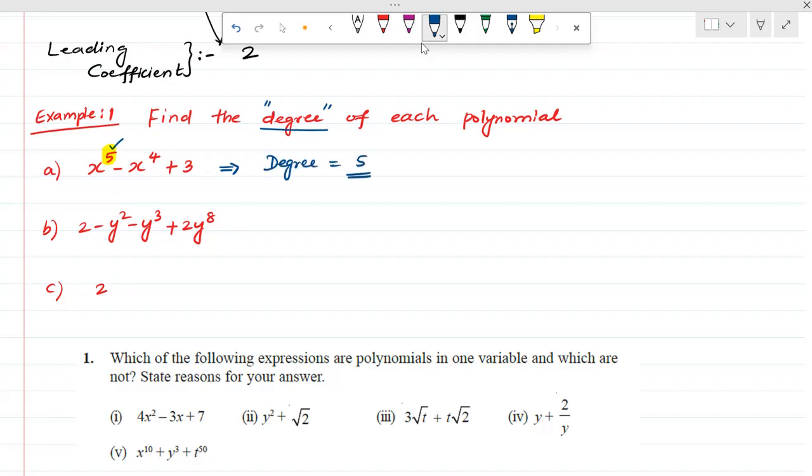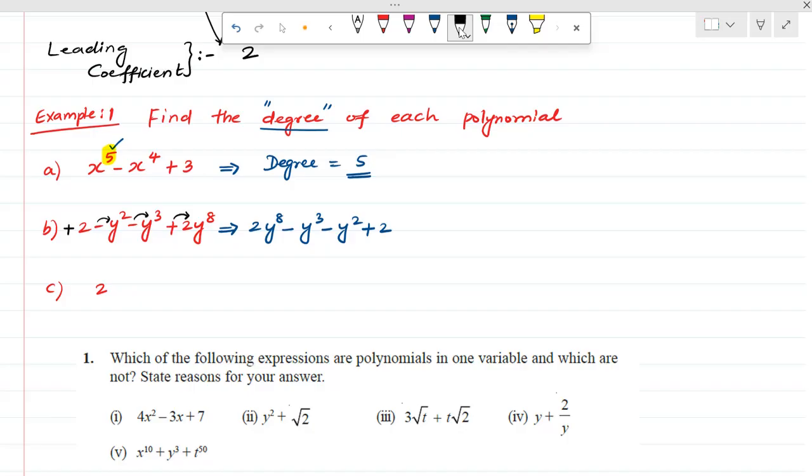That's it. Now, here, is it in the standard form? No. So I have to take it in the standard form. 2y power 8, this is the first one. Minus y power 3, and minus y power 2 plus 2. Always see the sign before the term. It goes with that term. The sign of 2 is plus. The sign of y power 2 is minus. The sign of y power 3 is minus. The sign of 2y power 8 is plus. So you have to see the sign before the term.